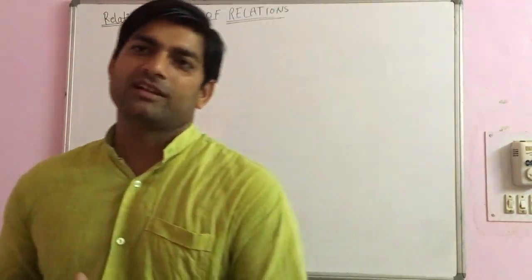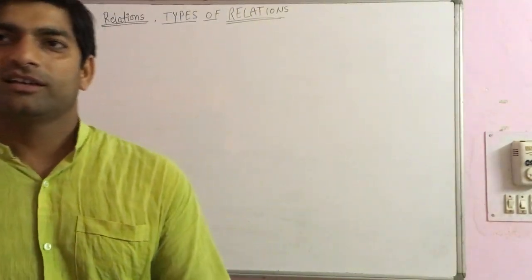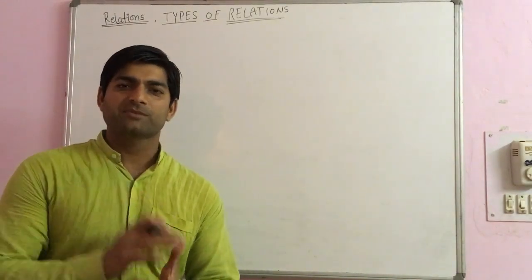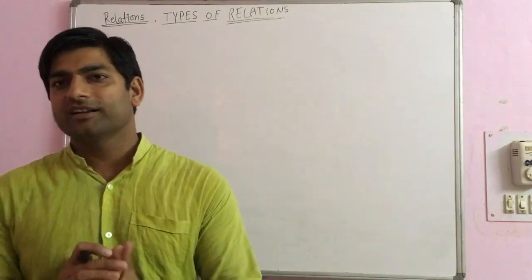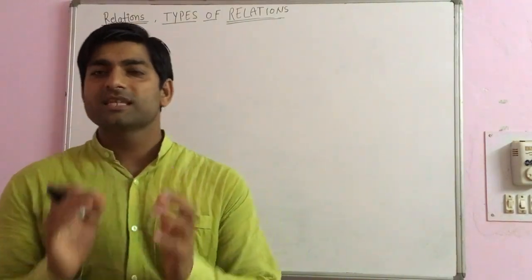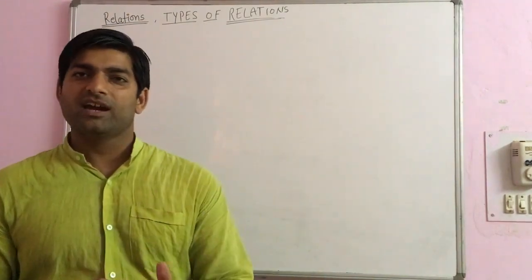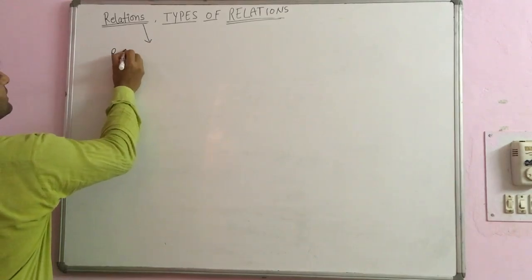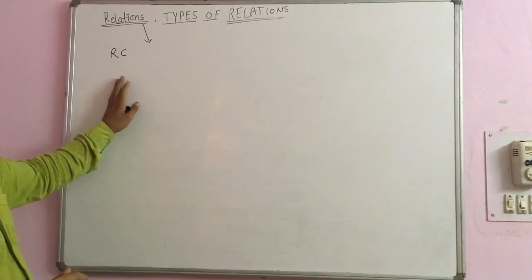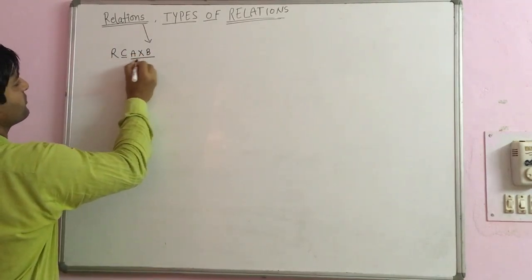So this is Sunil and today I am going to discuss a very beautiful and important topic which is relations and types of relation. So what is a relation first? We need to define. A relation R is a subset of the Cartesian product A cross B. So we are having set A and set B. Then what is a relation? Relation is denoted by R, and it is a subset of A into B.